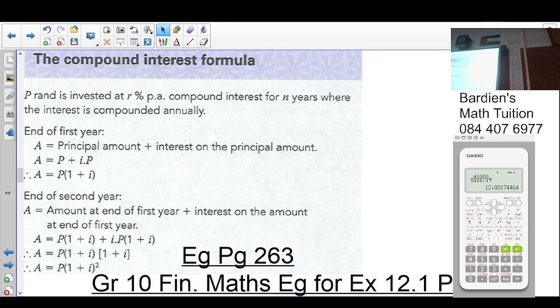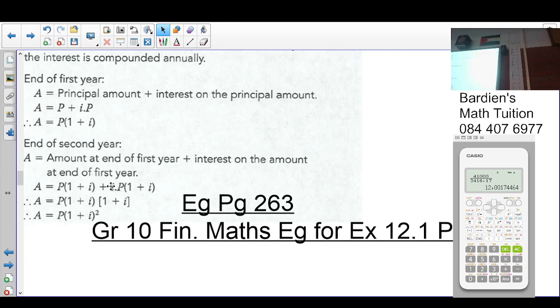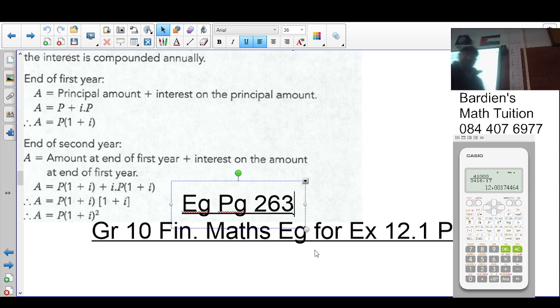At the end of the second year, the amount is equal to the end of the first year, which is P into 1 plus I, plus the interest of that, which is that times your interest. Okay. Sorry? Next page. 26. 26?